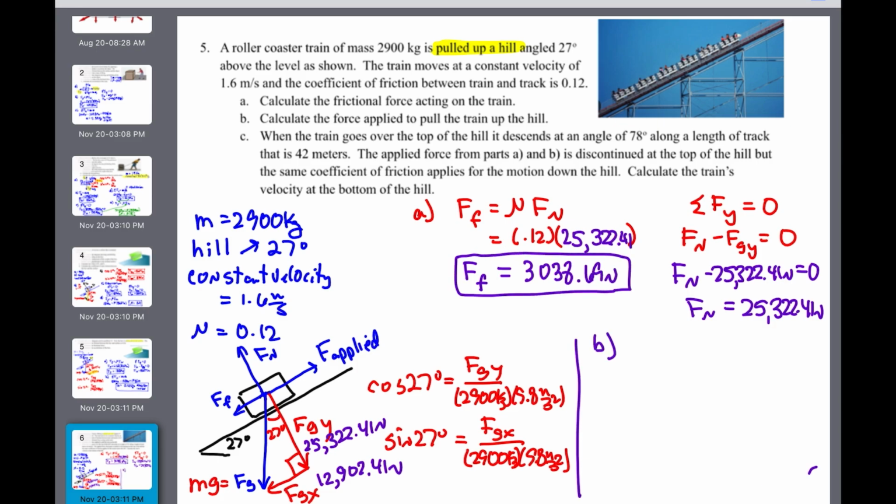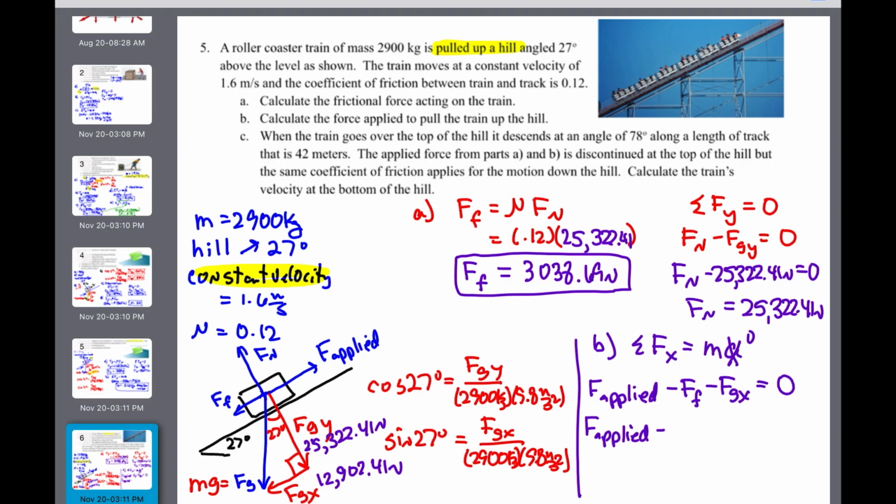In part B, we want to calculate the value of the force applied to the train to pull it up the hill. We're going to sum all the forces along the x direction, recognizing that we have an equilibrium. So force applied minus force of friction minus Fgx. Putting in our values, we can solve then for the value of the applied force.